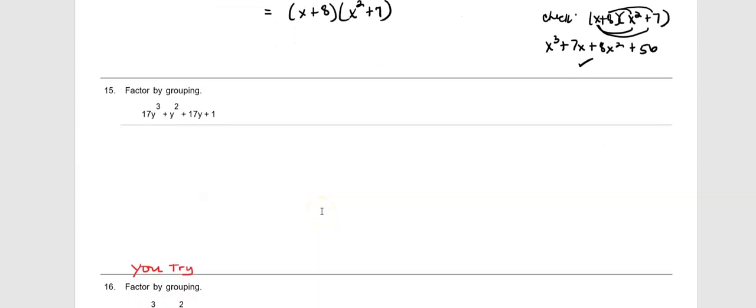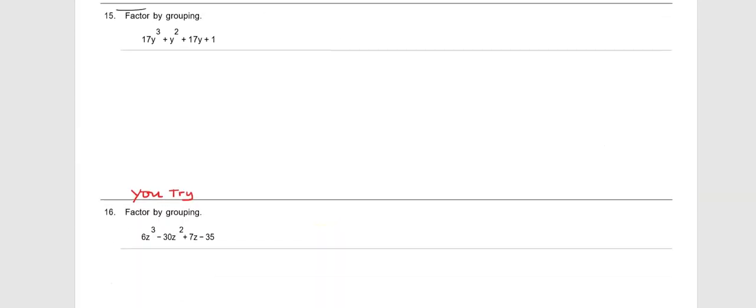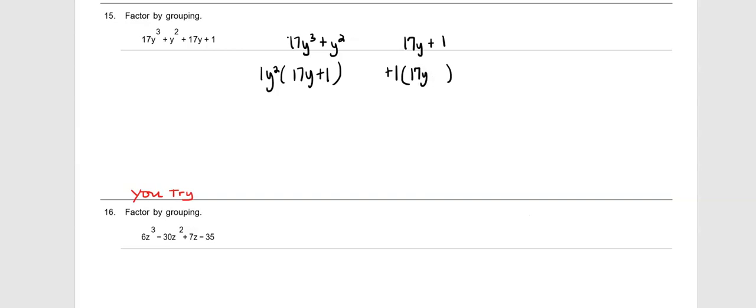So let's look at the next one here. We're factoring by grouping, so we have the first group of terms, 17y to the third plus y squared. The second, 17y plus 1. So for the first group, the GCF is simply y squared, or we can say 1y squared. And that factors 17y plus 1. The second group, the only common factor that we have for 17 and 1 is just a positive 1. So factoring out a 1, of course, just leaves us with 17y plus 1.